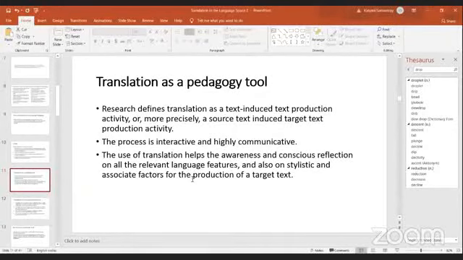So there is one text and that text induces the production of another text. That is the basic translation activity. So the source text induces target text production activity. We can create parallels with the communicative approach here.